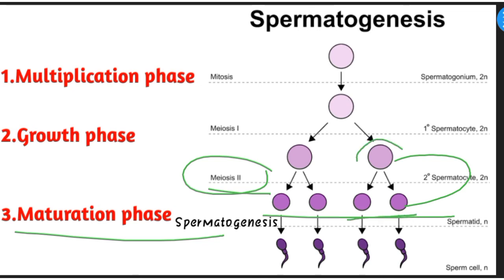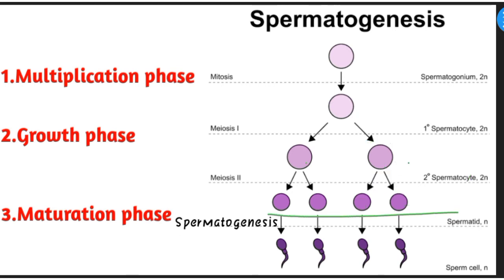One secondary spermatocyte cell is converted into two spermatids, so one primary spermatocyte gives four spermatids, and these four spermatids contain 23 chromosomes, that means they contain an n nucleus. And finally, in the last period of the maturation phase, with the help of the spermiogenesis process, the spermatid is converted into spermatozoa. So it is called a sperm cell.